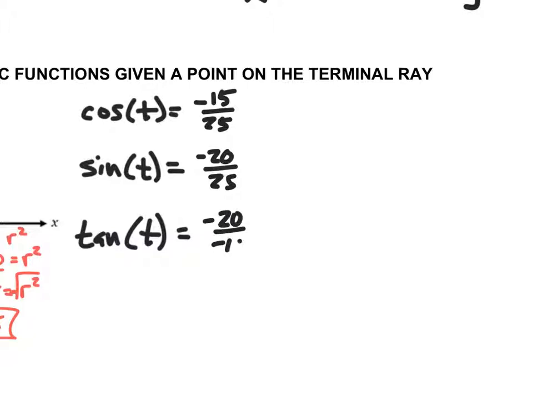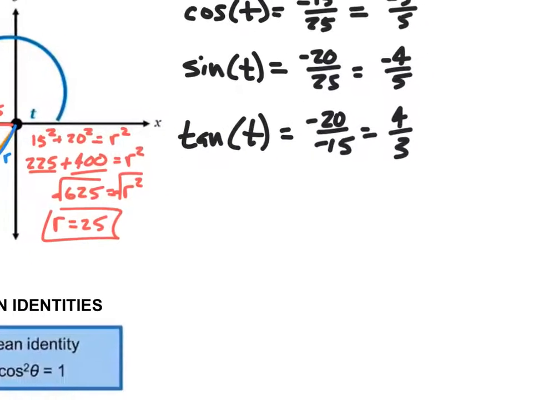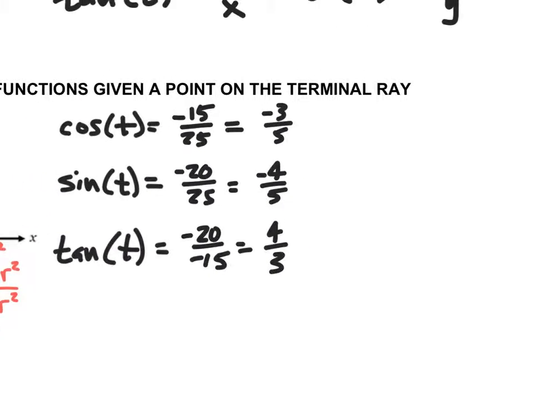Now, what's interesting about this is that each of these ratios can be simplified. So I'm going to divide each of these by 5, and so this is really going to simplify down to negative 3/5. This one's going to simplify down to negative 4/5, and this one's going to simplify down to positive 4/3.